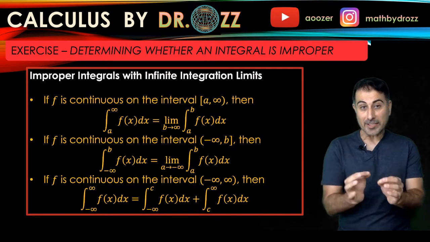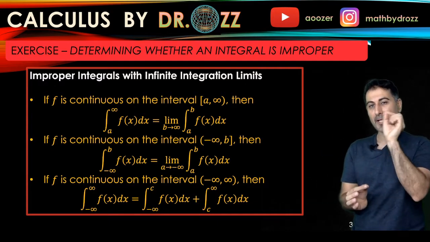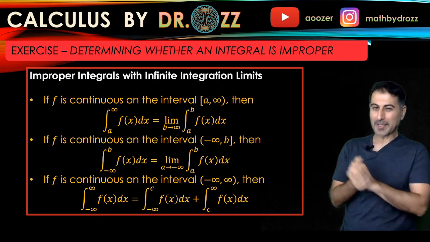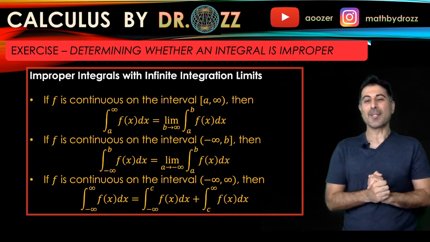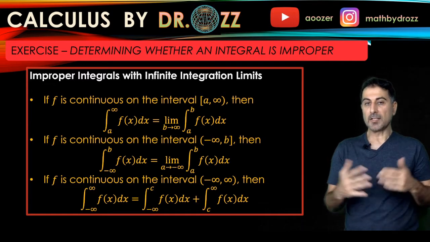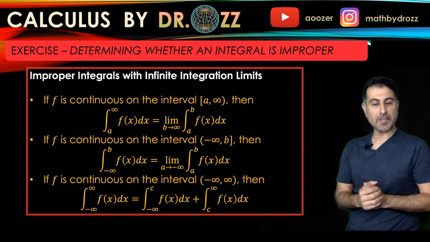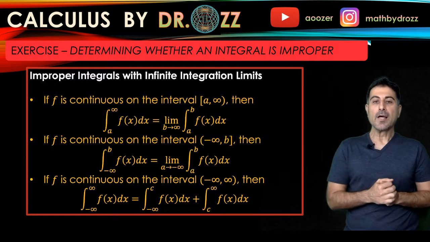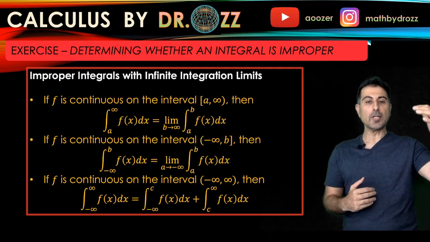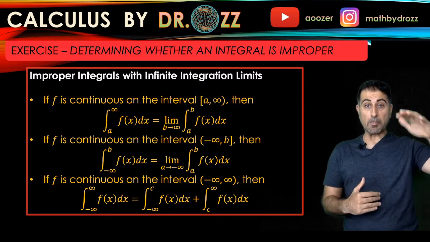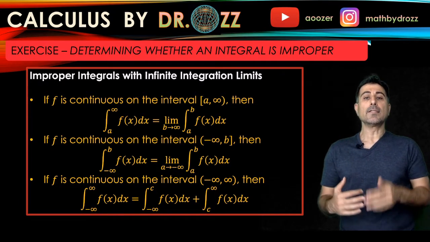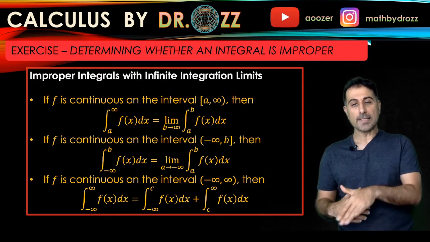In this particular exercise, we're going to have improper integrals with infinite integration limits. That's why we call those integrals improper. So let's see what cases you have. If f is continuous on the interval of integration, in the first case, from a to infinity, we are going to replace the upper limit, which is infinity, by b, another letter, and we're going to let that b go to infinity outside the integral.